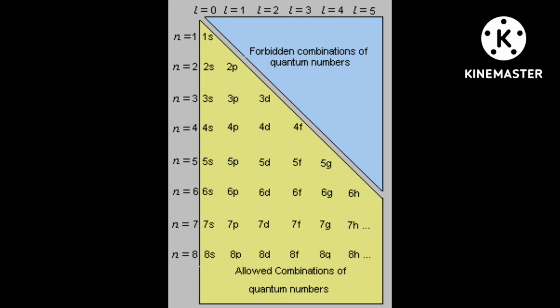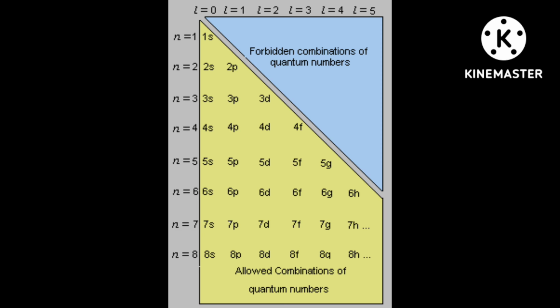5 d orbitals. What are we telling? Under this d subshell, 5 orbitals are there, 5 d orbitals. What are they? dxy, dyz, dzx, dx square minus y square, and the last is dz square. These are the different types of d orbitals.